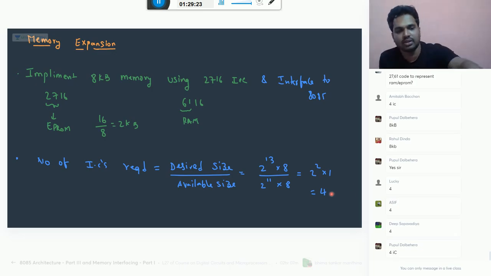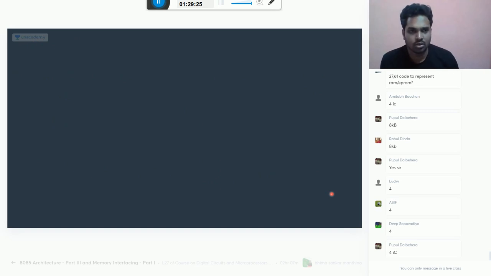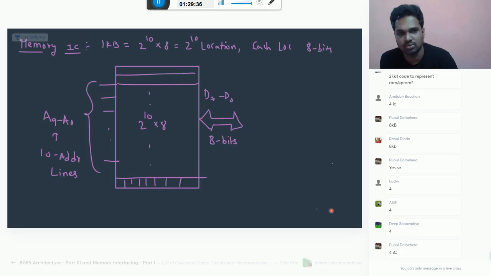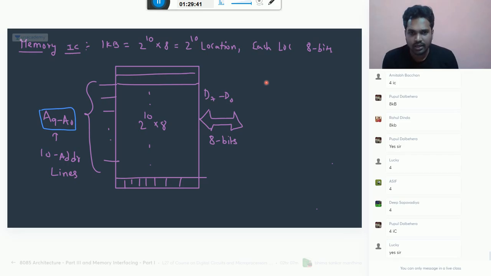Okay, let's go further. So 2 KB means 11 address pins. Okay, 2 KB will have 11 address pins. Let's take the 10 pins case: A9, A8, A7, A6, A5, 4, 3, 2, 1, 0. You can have all zeros to all ones.